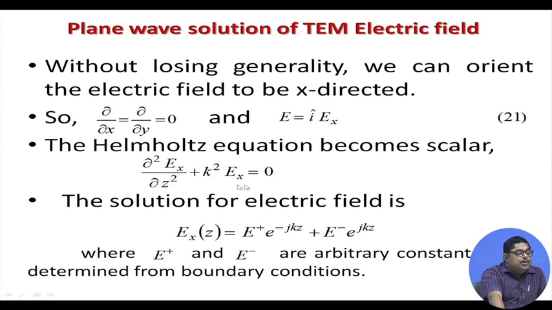We know how to solve this second order equation. Its solution will be E x is equal to some constant into e to the power minus j k z, because it is del z square, that is why E x will be e to the power minus j k z plus e to the power plus j k z, with 2 constants E plus and E minus. Now, E plus and E minus you will have to determine, those are to be determined from the boundary condition.